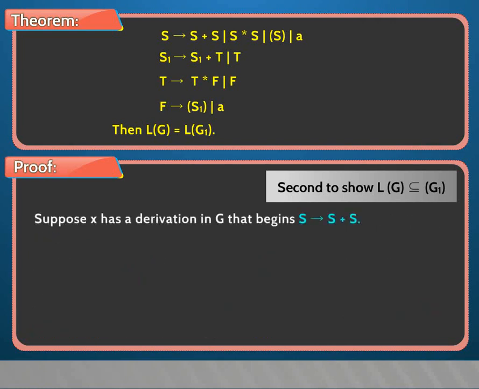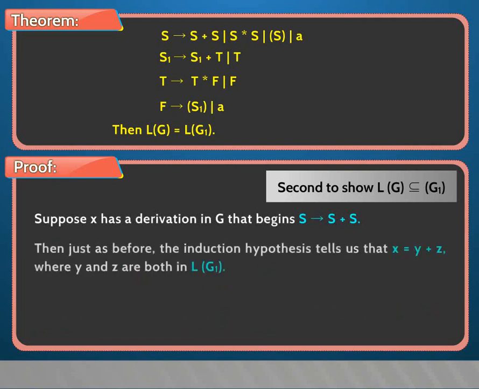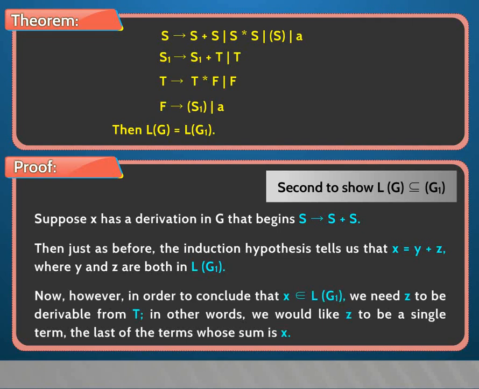Suppose x has a derivation in G that begins S implies S plus S. Then just as before, the induction hypothesis tells us that x is equal to y plus z, where y and z are both in L(G1). Now, however, in order to conclude that x is an element of L(G1), we need z to be derivable from T. In other words, we would like z to be a single term, the last of the terms whose sum is x.